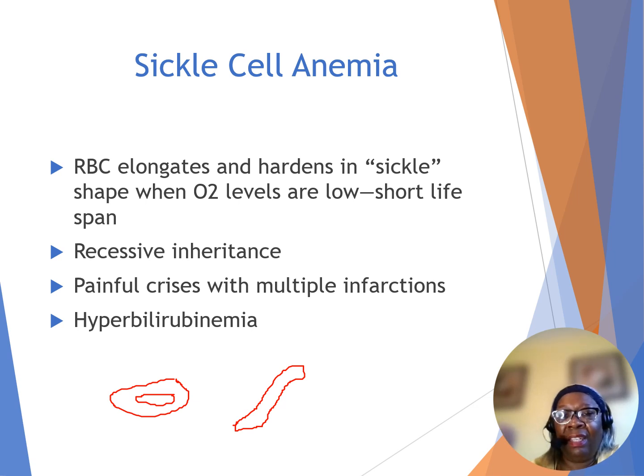And it hardens, okay? And O2 levels are low because they don't have that hemoglobin to bind to on this shape. They got it on this shape, but not on this shape. And they have a short lifespan. So it is a recessive inheritance disorder, painful crisis, and multiple infarctions occur, and there is hypertension, bilirubinemia. Okay.